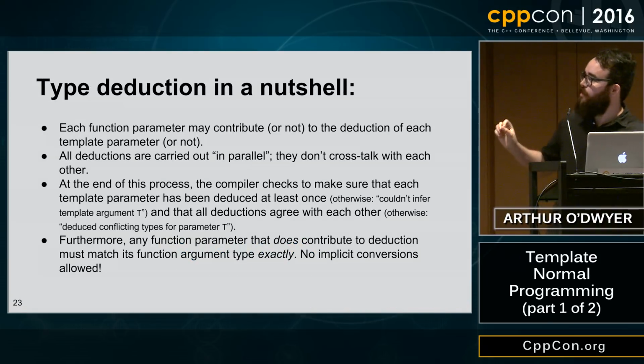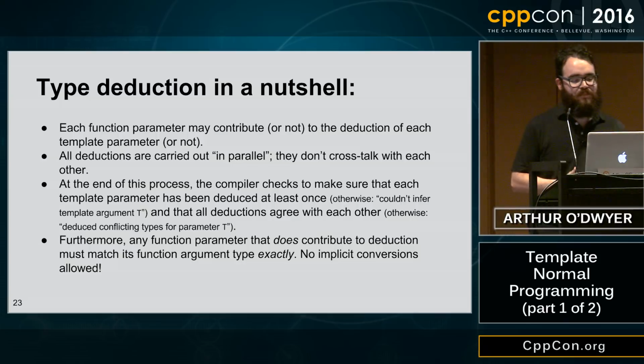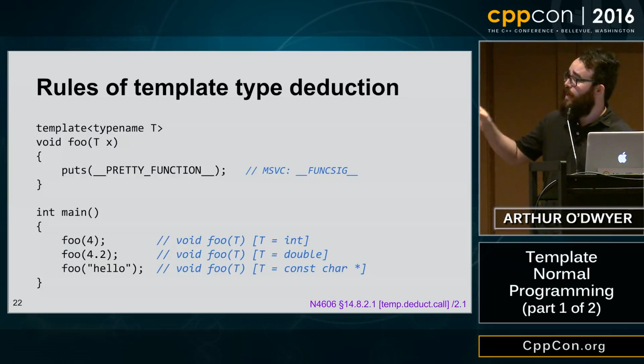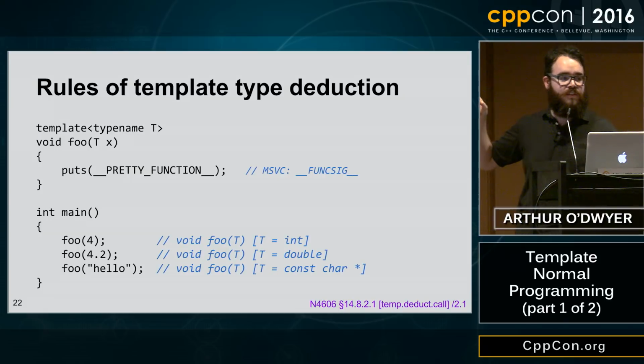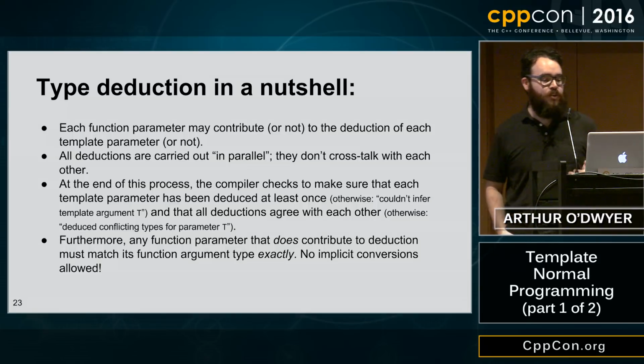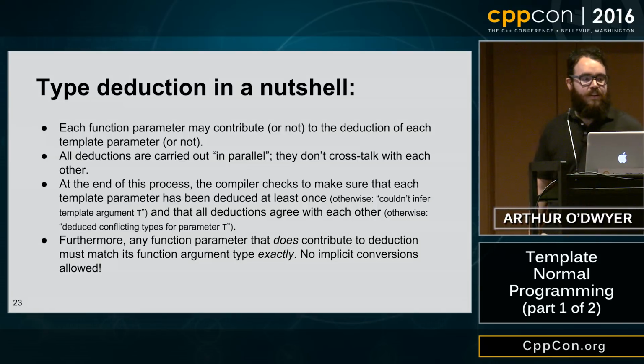But let's talk about type deduction. Let's go deep. Here's the deal with type deduction. This was a particularly trivial case because we had one template parameter named t and one single function parameter called x that just happened to have type t. So this is the most trivial case you can get. But in general, when I have multiple template parameters or multiple function parameters, here's what happens.